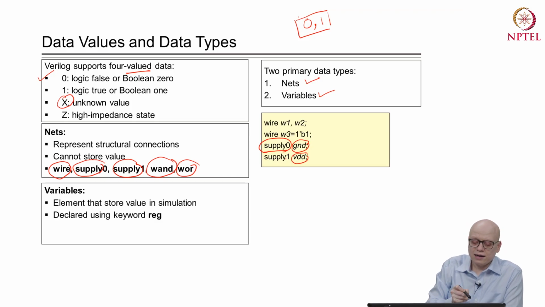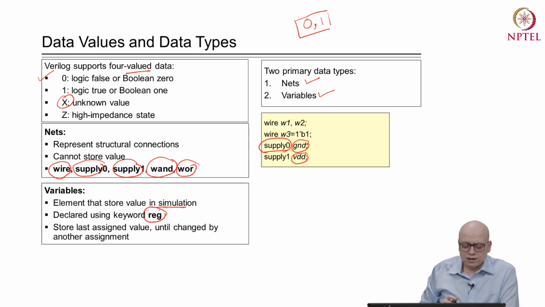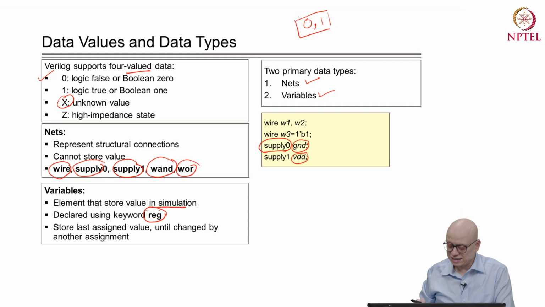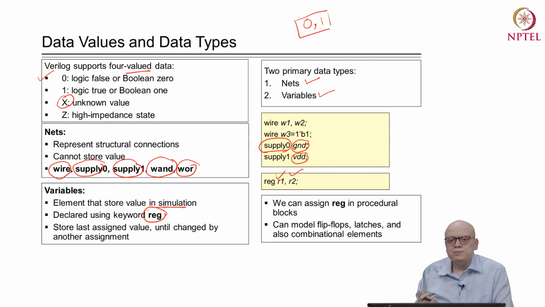Now, variables are the elements that store value in simulation, and these can be declared using the keyword reg, R-E-G. So, it stores the last assigned value until changed by another assignment. Example is reg R1, R2. So, these are variables. And these reg basically work similar to a variable that we have in other programming languages. It stores a value, and until and unless we change it, it keeps the old value.